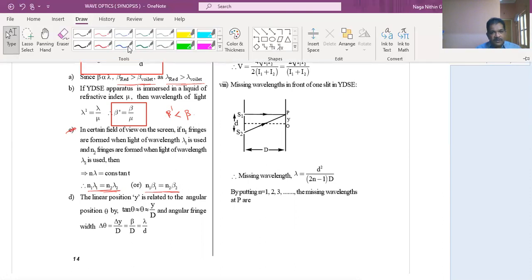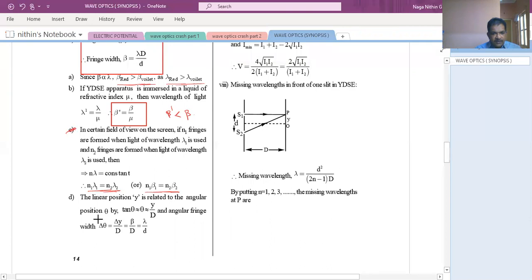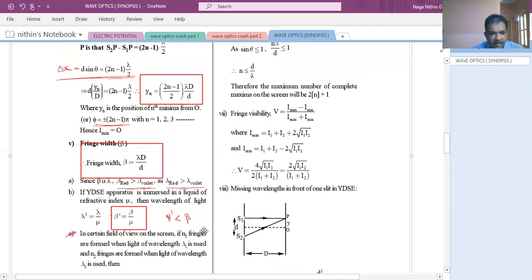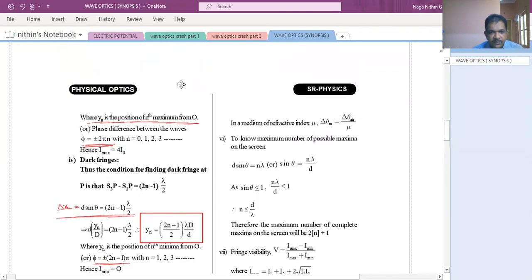Next, angular fringe width you calculate. Like that, they will ask. Angular fringe width will be equal to beta by D. This formula we will use for calculating the angular fringe width. Delta theta is equal to delta y by D, that is equal to beta by D, or lambda by d. These formulas we will use.